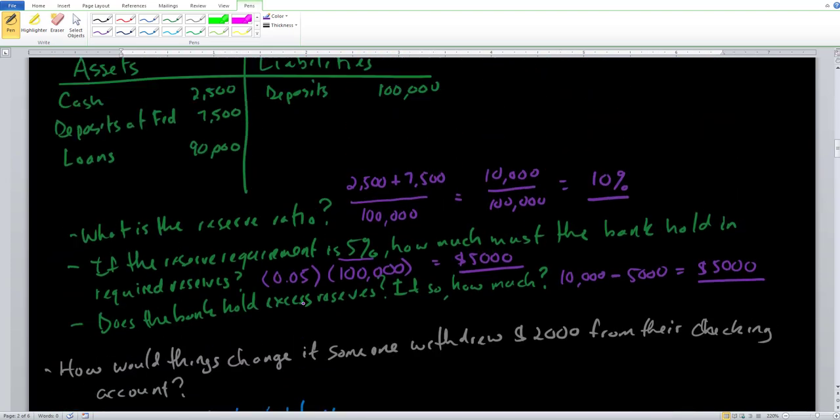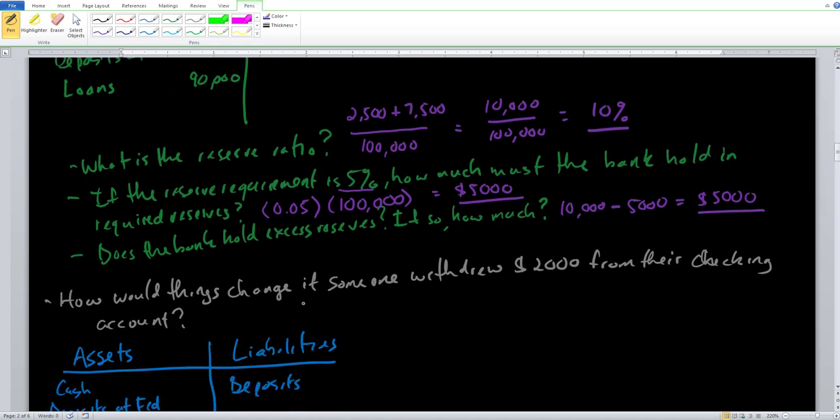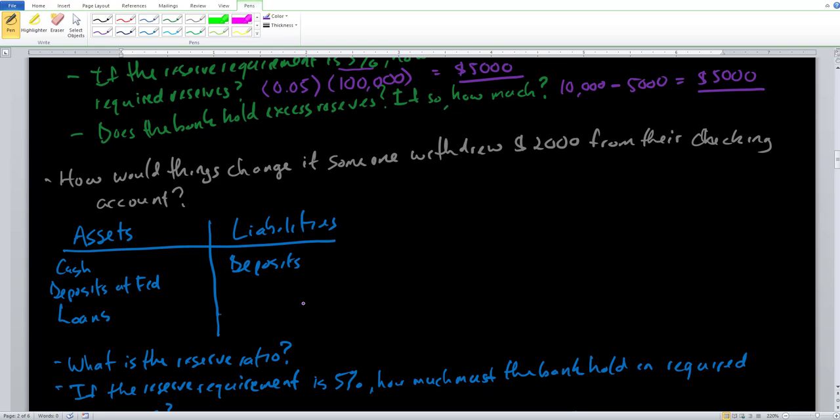Before it had $100,000 of deposits, but once they give someone their $2,000, that means their liabilities have actually gone down. So therefore, they only have deposits, or liabilities, equal to $98,000. But that tells us that if we have $98,000 on the right-hand side, we should have $98,000 on the left-hand side as well. So where is this $2,000 going to come out of? Is it going to be cash, deposits to the Fed, or loans?